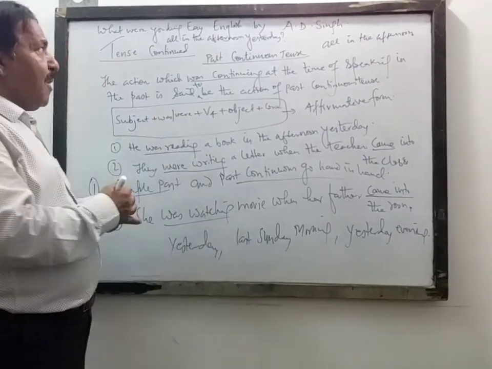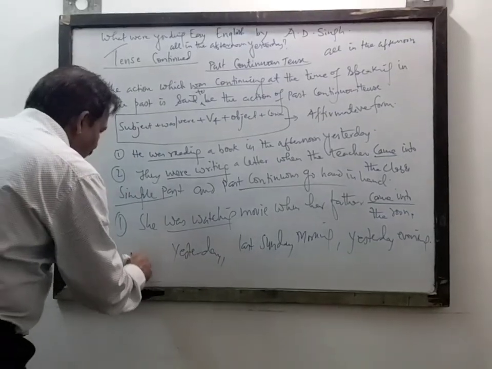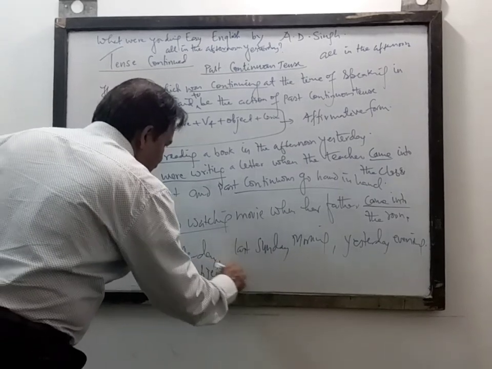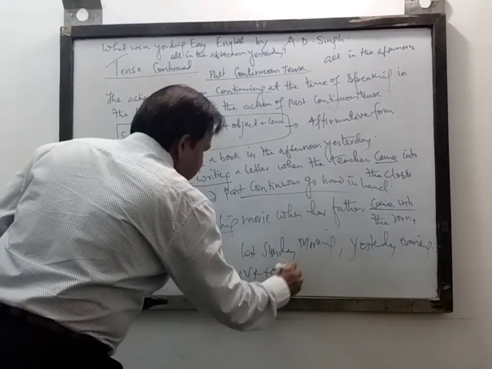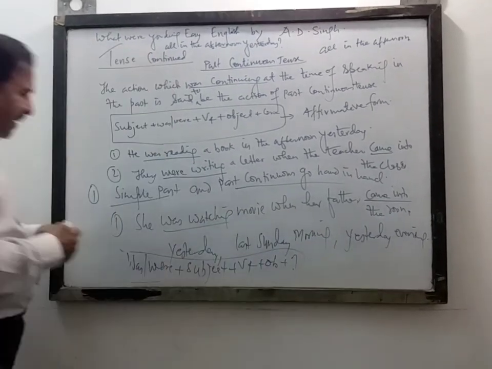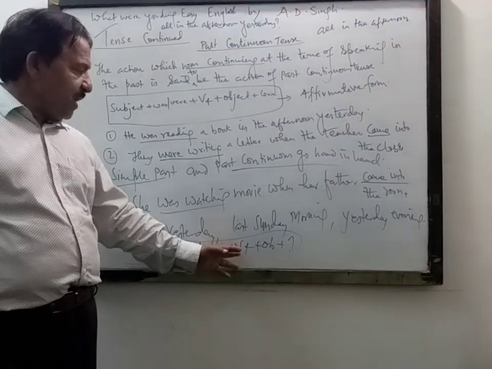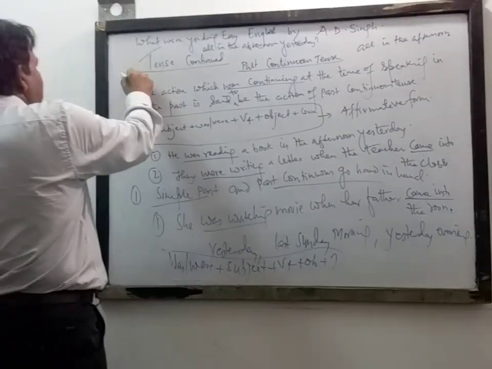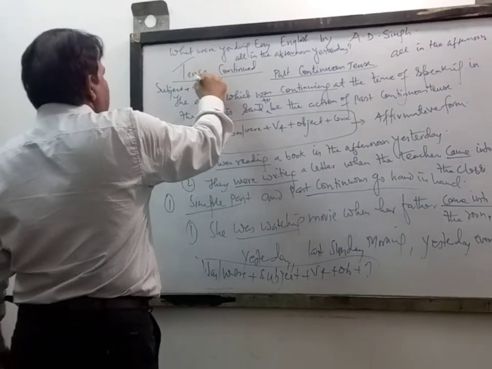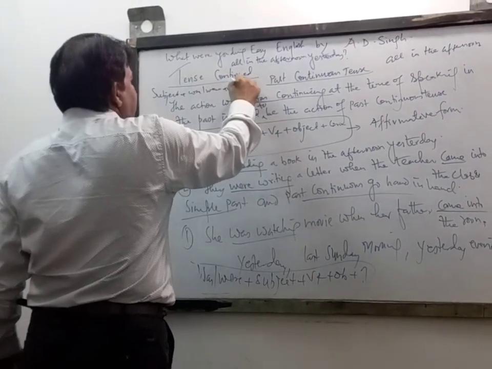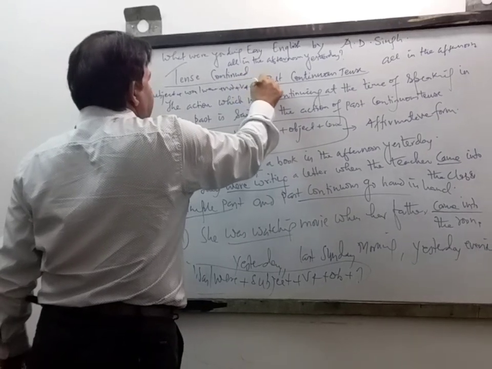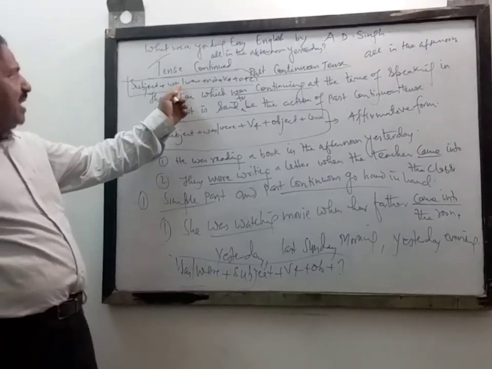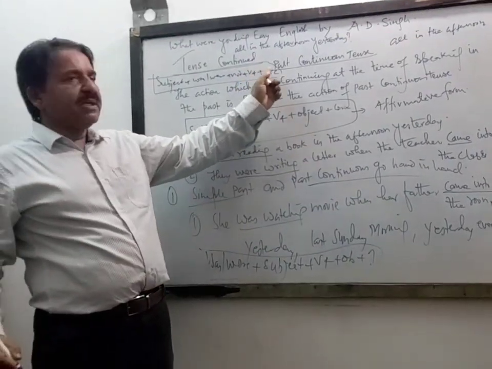Now the interrogative form of past continuous tense will take was/were plus subject plus V4 plus object plus question mark. This is the interrogative form. I repeat: was/were plus subject plus V4 plus object plus question mark. And the negative form will take subject plus was/were plus not plus V4 plus object plus complement.